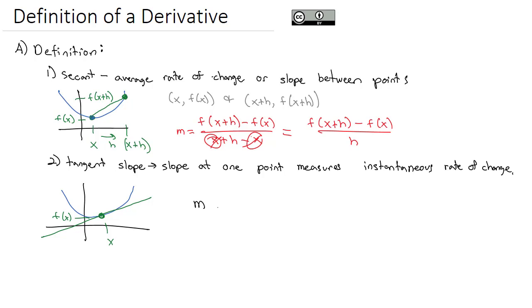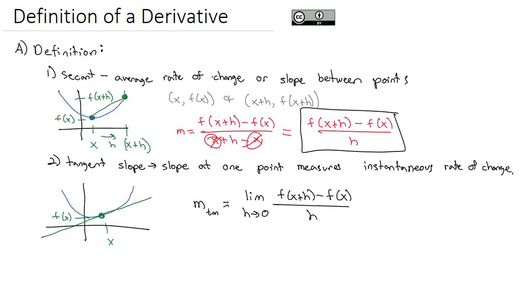In other words, the slope of the tangent line is equal to the limit as h goes to 0 of that secant line. So we would have f of x plus h minus f of x, all over h. This is the definition of the derivative.